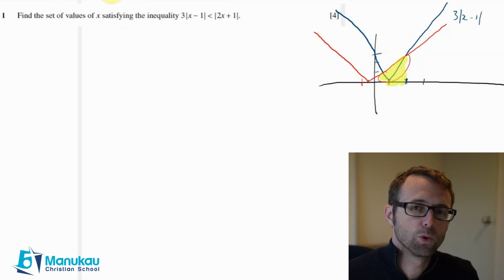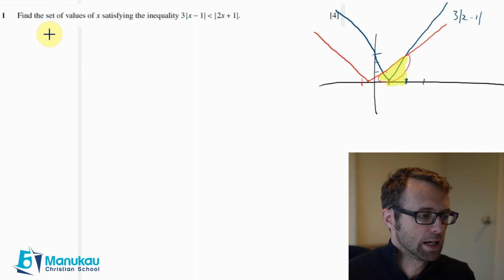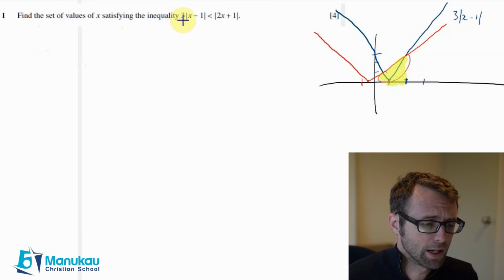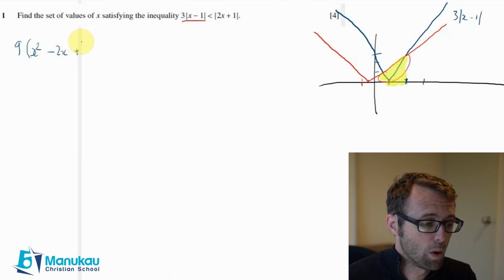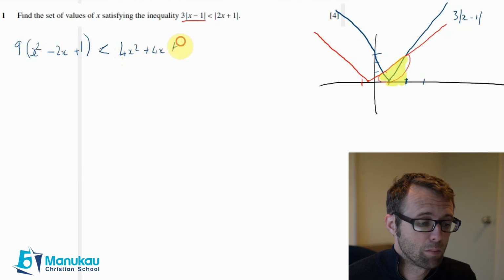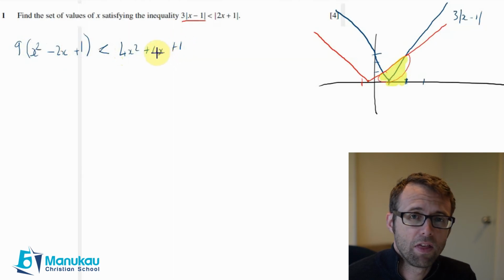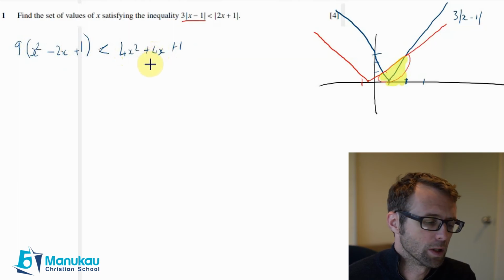My favoured method for solving these ones is to square both sides. So I'm going to square this side first. Now, if I square 3, that's 9, and if I square x minus 1, I'm going to get x squared minus 2x plus 1. And then if I square the other side, I'm going to get 4x squared plus 4x plus 1. If you're having trouble following that, you probably want to go back to FOIL, but I'm sure at your level you should be fine with this.